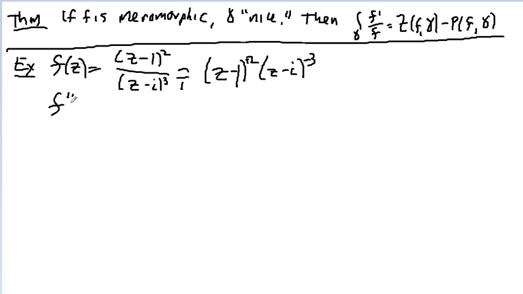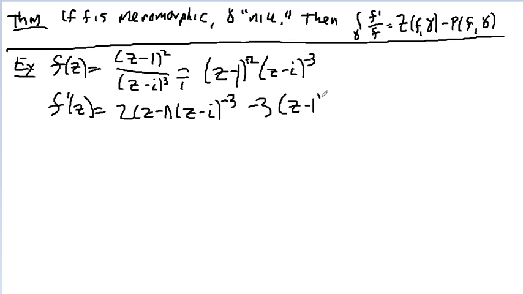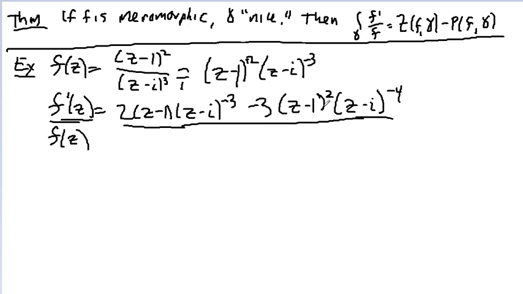So I can figure out f prime of z is equal to the derivative of the first thing times the second thing left alone, plus the derivative of the second thing, which is negative 3, times the first thing left alone, z minus i to the negative 4. And if I divide both these by f of z, that's going to be z minus i squared times z minus 1 squared times z minus i to the negative 3. This is going to boil down, right?